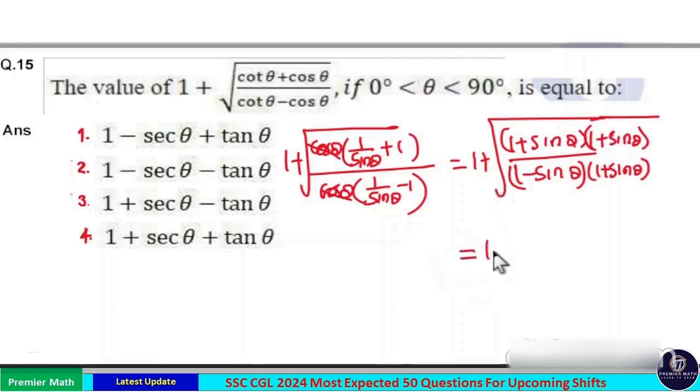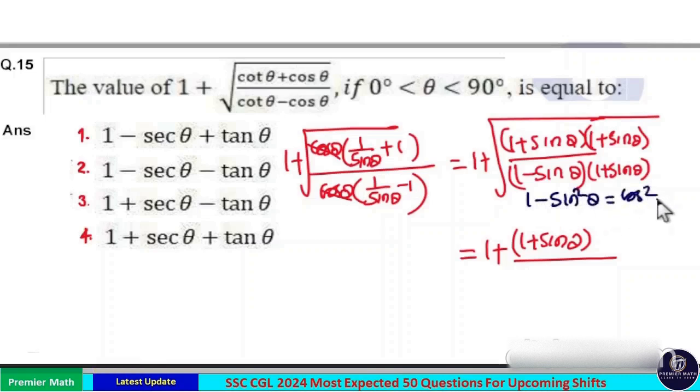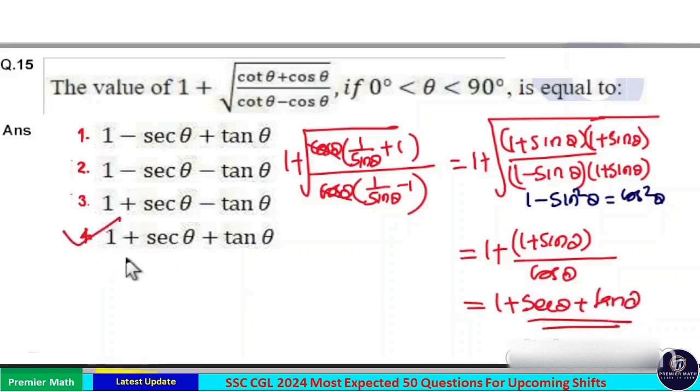Now this will become 1 plus root of 1 plus sin theta the whole square, which is equal to 1 plus sin theta. Now in the denominator this is 1 minus sin theta into 1 plus sin theta, which is equal to 1 minus sin square theta, which is cos square theta. So root of cos square theta is equal to cos theta in the denominator. Now I can write this as 1 by cos theta, which is sec theta, and sin theta by cos theta, which is tan theta. That is, option 4 is your answer.